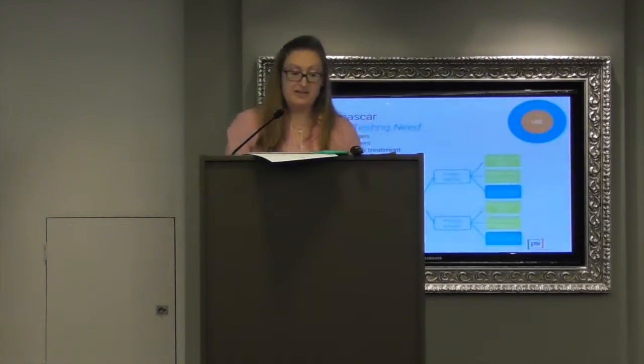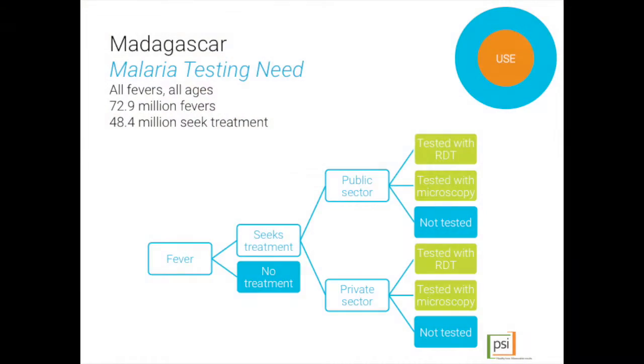Here's an example from the Unitate RDT project, which has been talked about a little bit already today, looking at identifying the same sort of thought process that we looked at for family planning of who has need for malaria testing. In this situation, we're looking at private sector, but we need to look at the entire market, looking at private sector and the public sector.